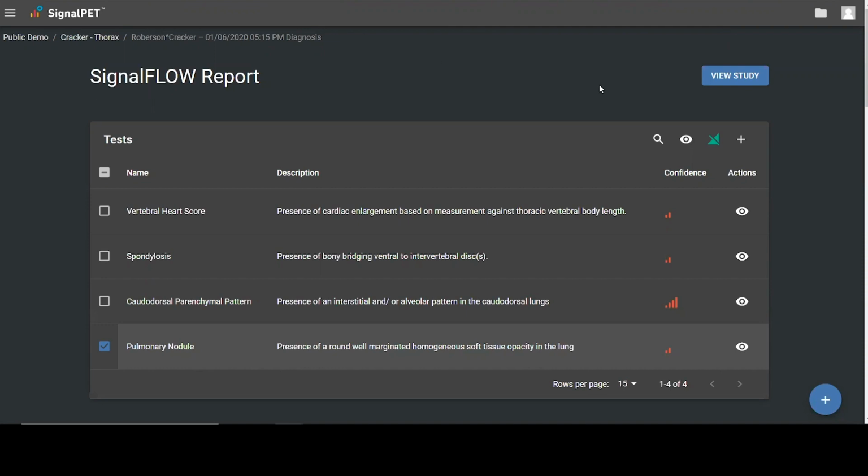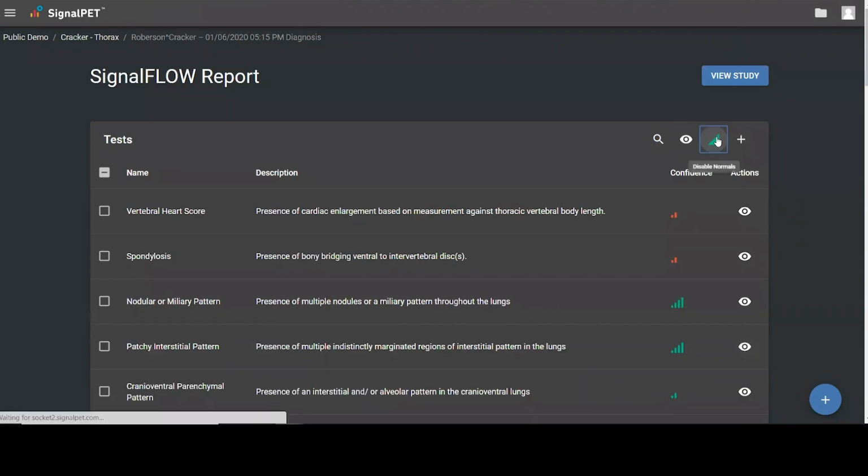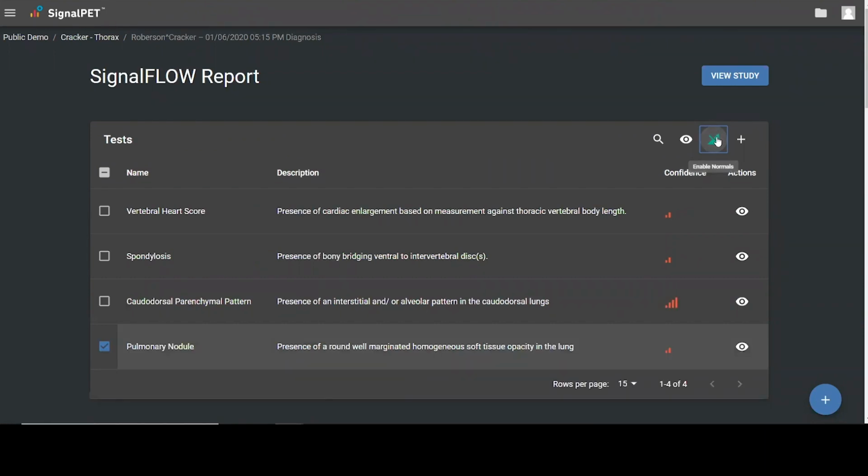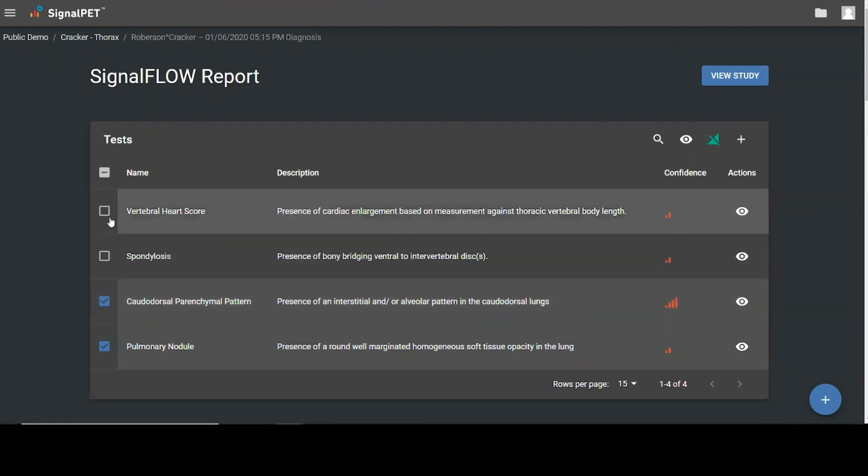Here's what we first see when we open SignalFlow. We can make all sorts of changes here; it's all customizable. For instance, if you found an abnormality that we don't have a test for yet, you could add that here. If you wanted to show the normals, you could do that, so you can demonstrate to the client that these tests were run and just came back as normal. If you don't want something to show up in the report, you could select this little eye right here. Or if you didn't want to work up the pulmonary nodule, you could deselect that, but we do want to work it up. So we'll work up that, the caudodorsal parenchymal pattern, spondylosis, we'll leave that be, and vertebral heart.